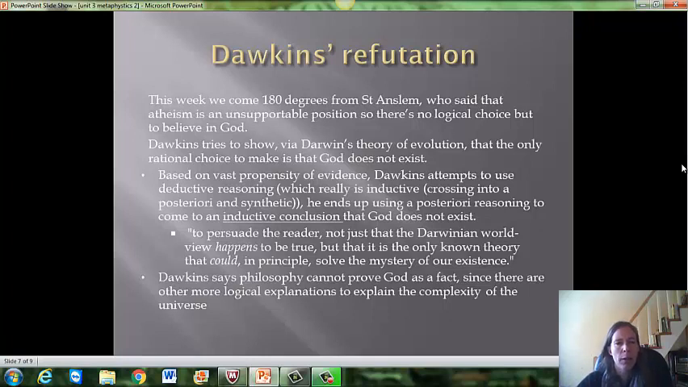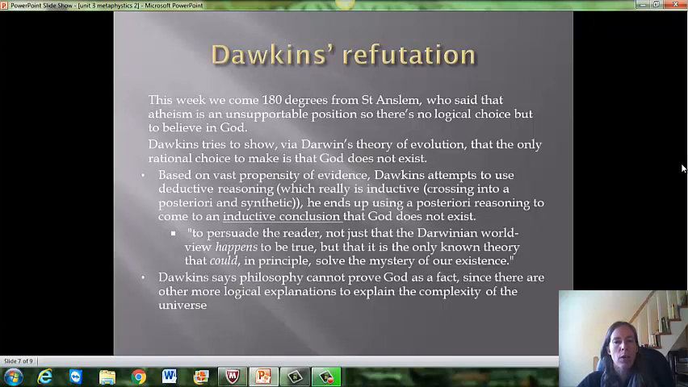And so Dawkins also does this kind of complex thing where he's using a lot of evidence, which would be kind of a posteriori. He's attempting to use deductive reasoning, but which is really inductive because he's using a posteriori and synthetic, right? It's kind of this world in which we don't know for sure what's happening. And he ends up making a posteriori reasoning to come to an inductive conclusion. So he's doing a lot of different things where he thinks he's using deductive, but is really using inductive, and he comes to an inductive conclusion that God doesn't exist.